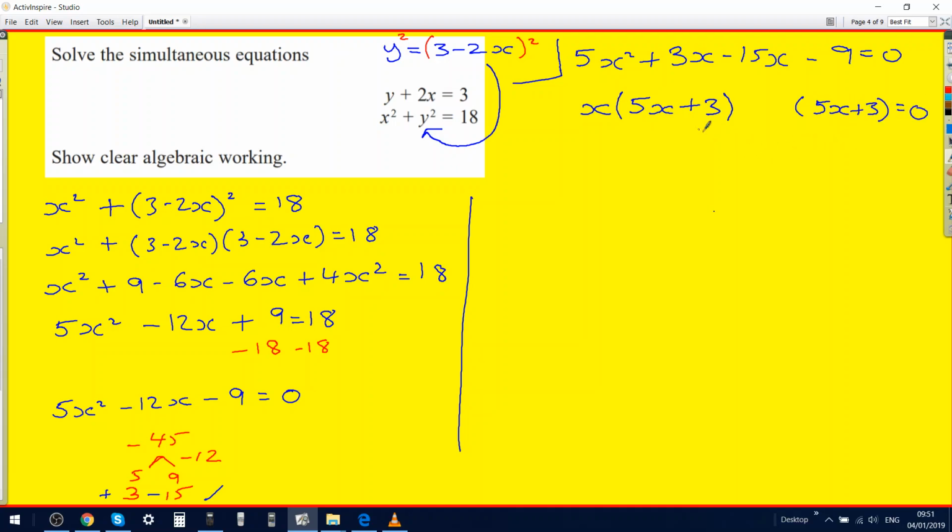So you need the same bracket twice. So we'll go on the outside. So you need the same bracket twice. So what would you have to factorize out to get 5x plus 3 in a bracket?